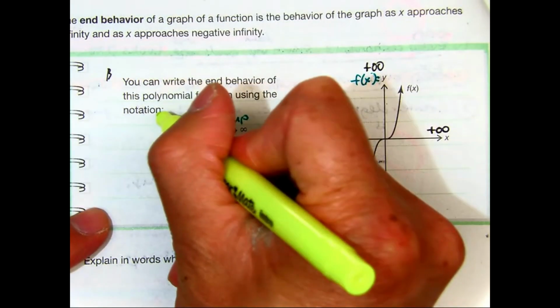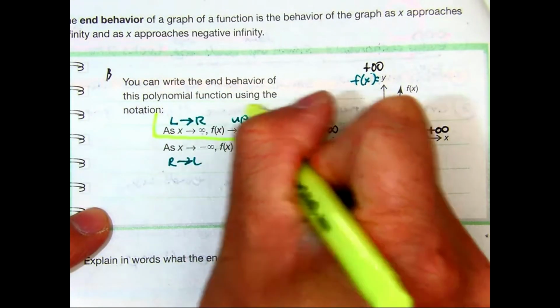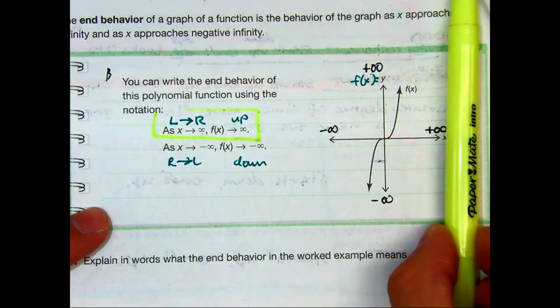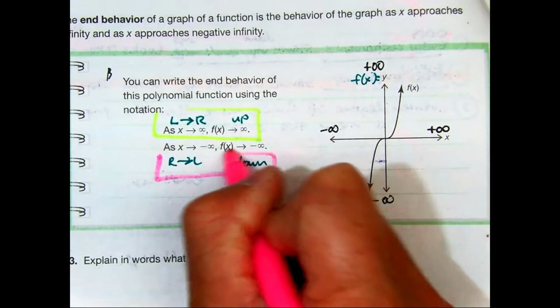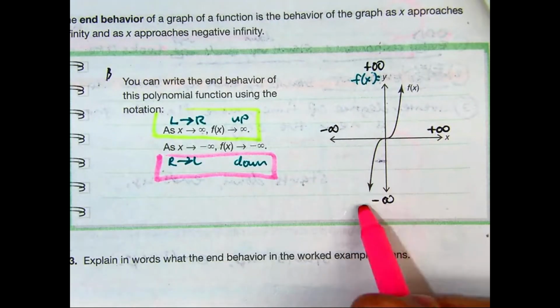So to summarize, this one is going from left to right. What's happening to the graph? It goes up. And this one, as you go from right to left, it is going down.